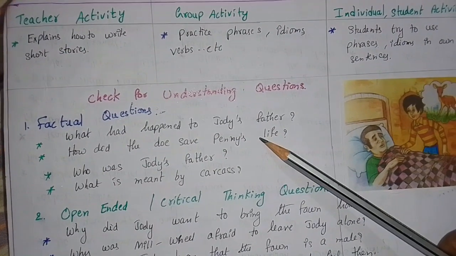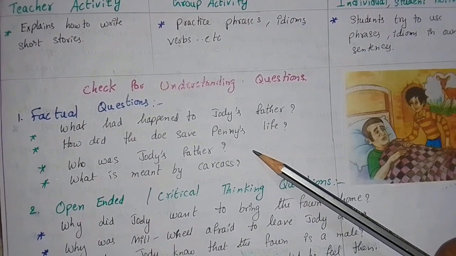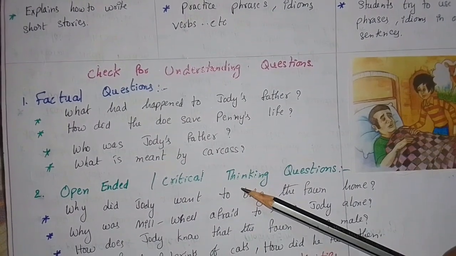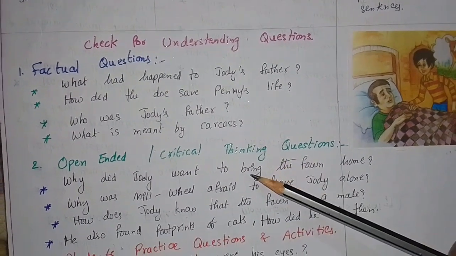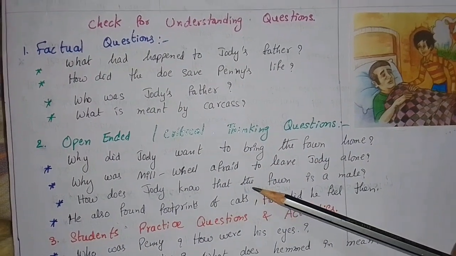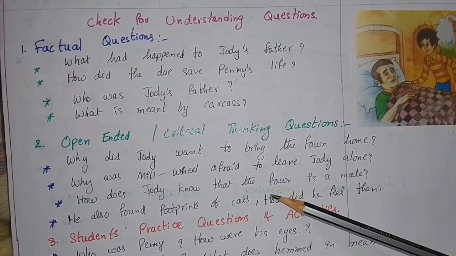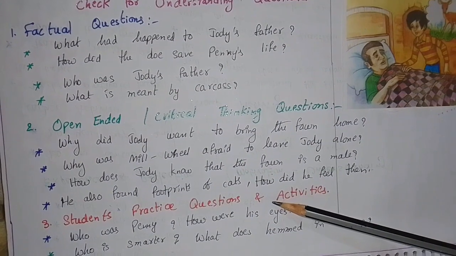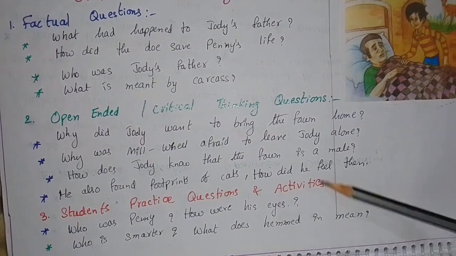What had happened to Jody's father? How did the doe save Penny's life? Who was Jody's father? What is meant by carcass? Open-ended or critical thinking questions. Why did Jody want to bring the fawn home? Why was Millwheel afraid to leave Jody alone? How does Jody know that the fawn is a male? He also found footprints on the cats. How did he feel then?